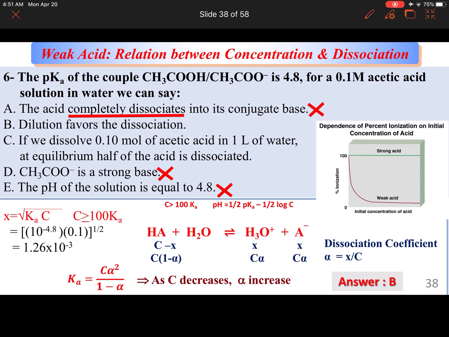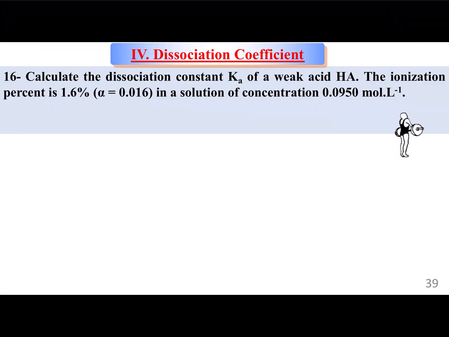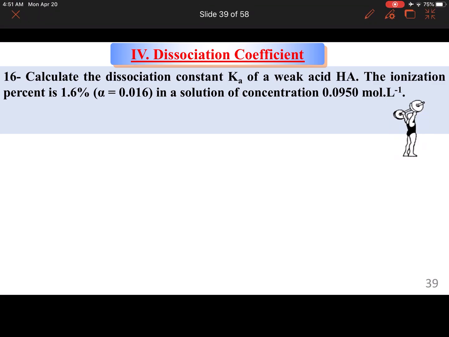And that's our graph. The only answer for number 6 is B. Calculate the dissociation constant Ka of a weak acid. The ionization percent is 1.6. Now, here in your book it wrote 60, so there's a mistake in the textbook. So watch out. The percent ionization is 1.6. Alpha is 0.016.